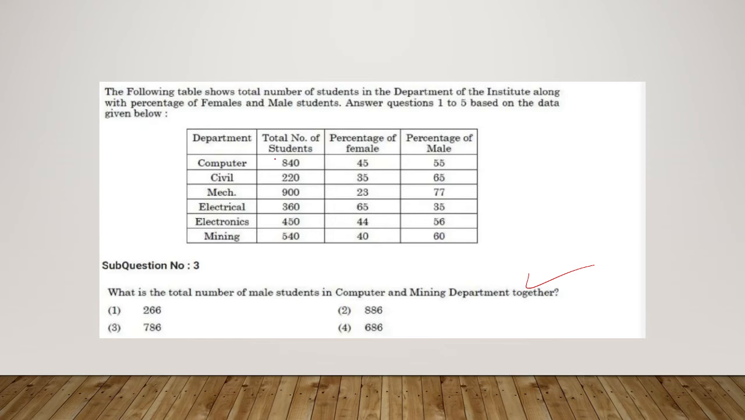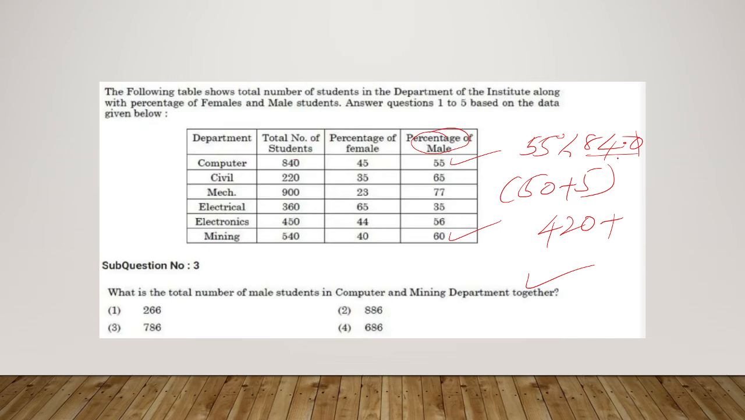Here we have to find the total number of male students in computer and mining. Computer 55% and mining 60. This is 840. 55% of 840, that is 50 plus 5. What is the 50% of 840? Half of that is 420. What is 10%? 10% is 84. 5% is half of 10%, that is 42. That is total is 462.